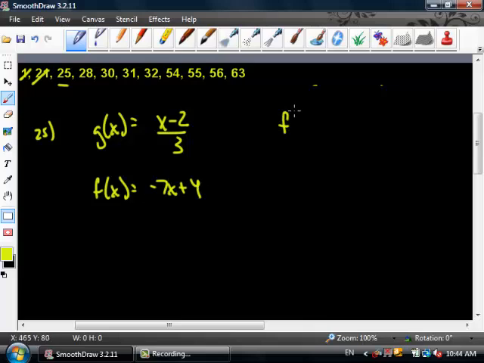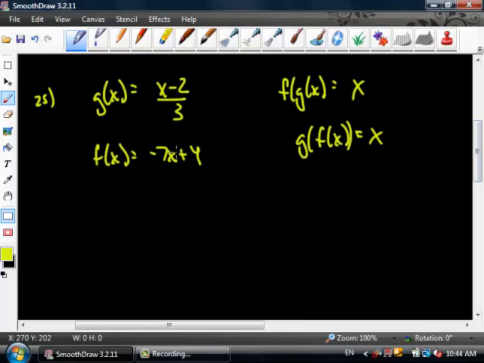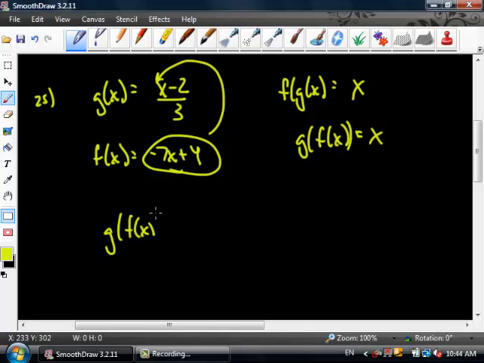So again, I'm going to see if f of g of x equals x, and if g of f of x equals x. Now, if one of these conditions isn't met, problem's done. The answer is no. So let's do g of f of x, because I think that's easier. I'm going to plug this into here. So g of f of x is equal to negative 7x plus 4 minus 2 over 3.